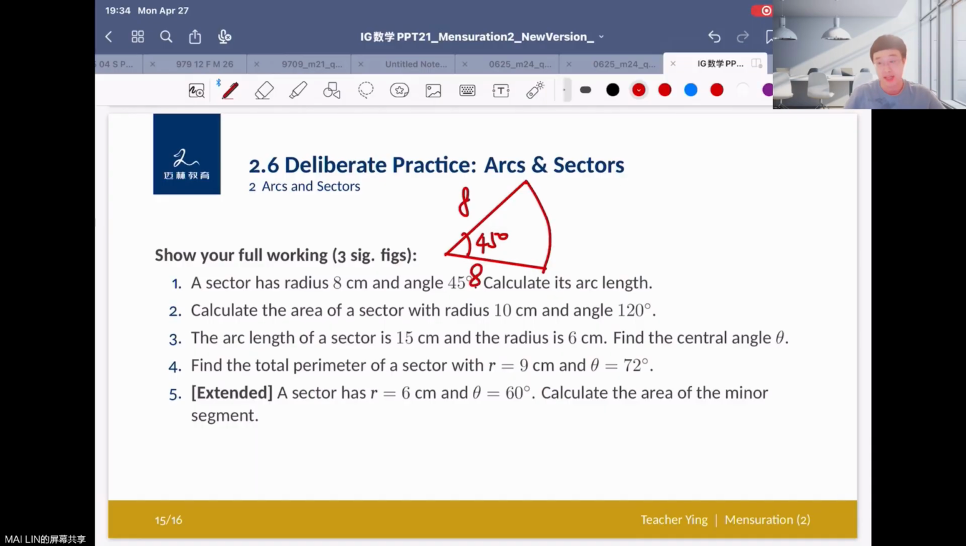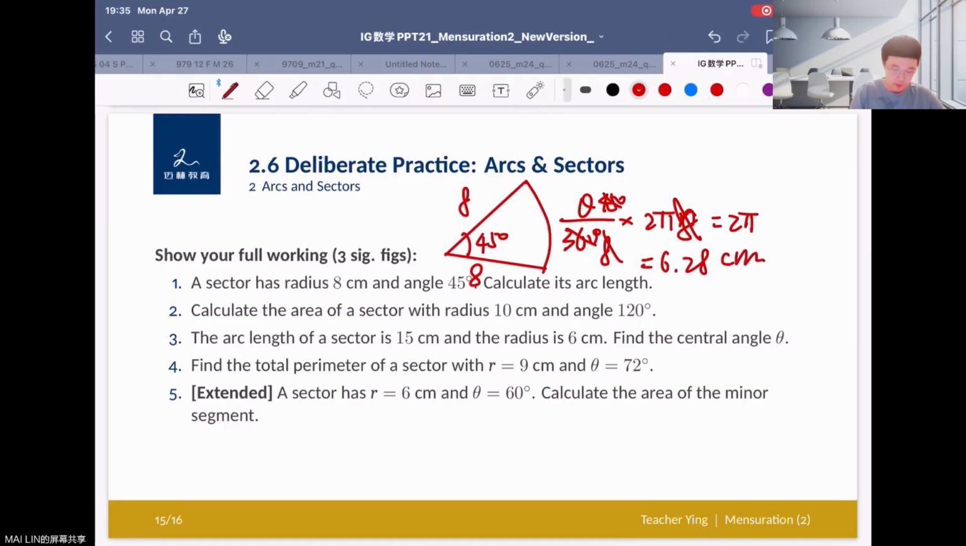So the arc length, we can say that is theta over 360 degree times 2 pi radius, right? So theta here equals 45 degrees. So 45 over 360 degrees is 1 over 8, right? So this is 8. So 2 pi r, radius here is 8, okay? So that is 2 pi times radius 8, and then over the 8, okay? So that is 2 pi, okay? That is the arc length right here. So if you want to just convert it into the decimal places, we can just consider pi as 3.14. That is 6.28 centimeter, okay? That is for the first problem.